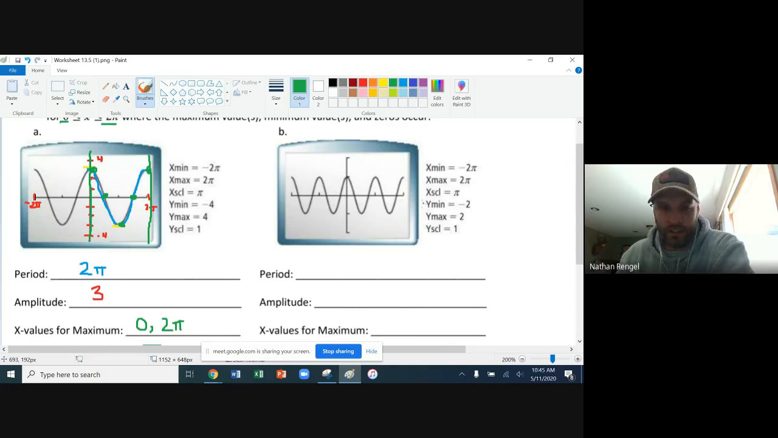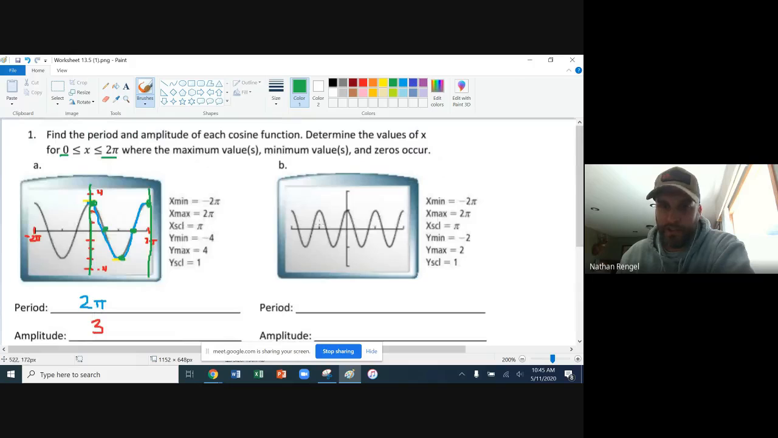Heading on to our second picture. So just some things to keep in mind. This one's going from negative 2 pi to 2 pi again. So keep that in mind. That's what we're talking about, from negative 2 pi to 2 pi. And we're going to find the period.